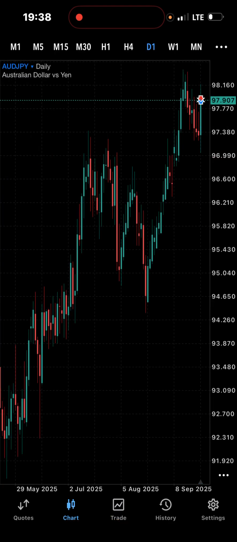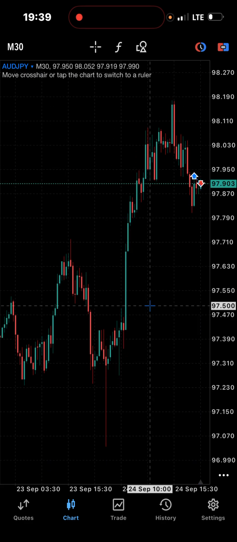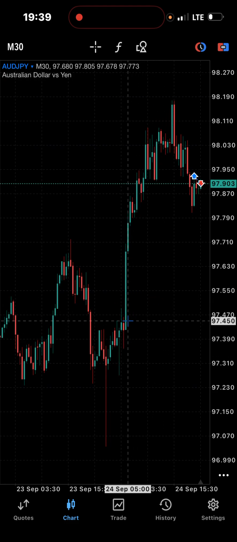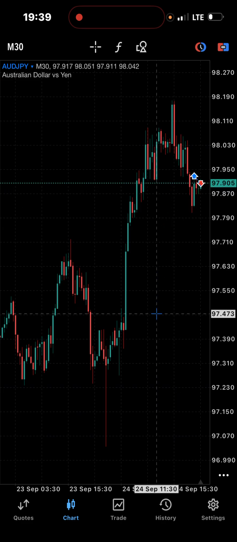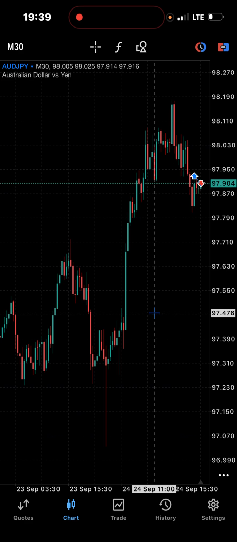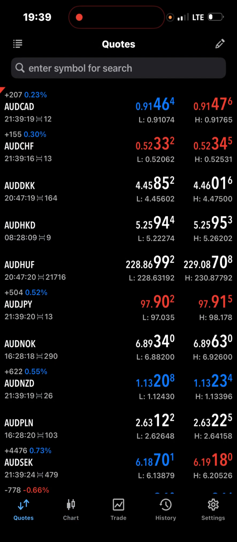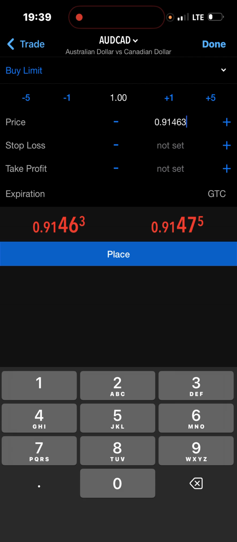Okay, let's go to a 30-minute time frame. So let's say this market has been going up and currently I'm waiting for the trade to come to this zone for me to be able to buy. So don't forget the price is currently at 97.903, but I'm waiting for price to come to 97.473 before I buy. So what am I going to do? All I have to do is just go back here, click on AUD trade, then I'll put in the price that I want to buy from.